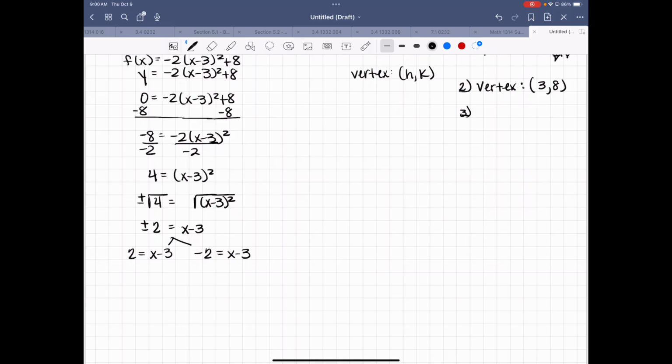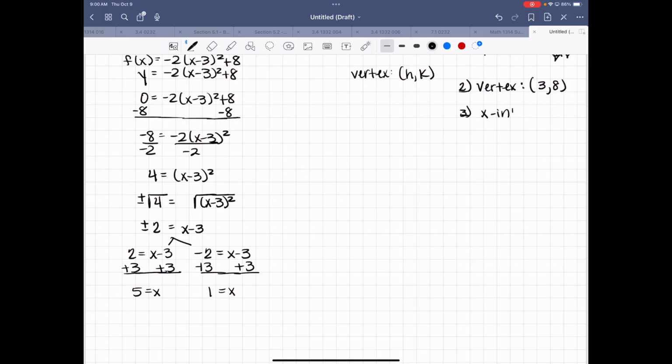It's what it's saying. I'm going to add 3 to both sides, and that's going to give me 5 equals x. I'm going to add 3 to both sides, and that's going to give me 1 equals x. Okay, so you found your x-intercepts.